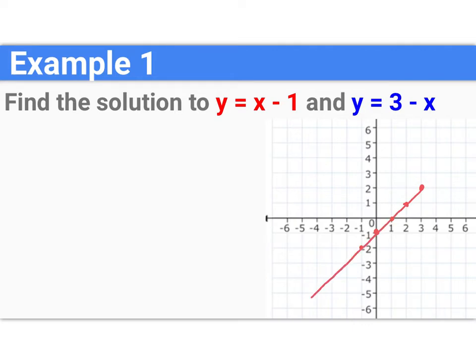Let's graph the blue line, 3 minus x. So at 3, our slope is -1. So down 1, down 1. And we can see by the graph of the lines that we intersect right here at 2, 1. At the point 2, 1 is where we intersect.